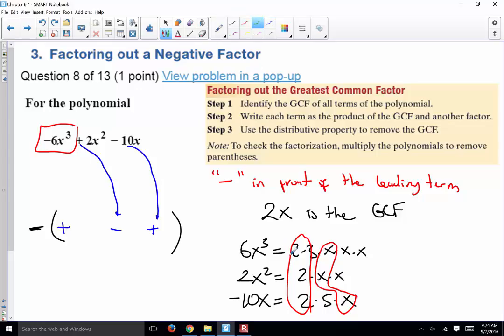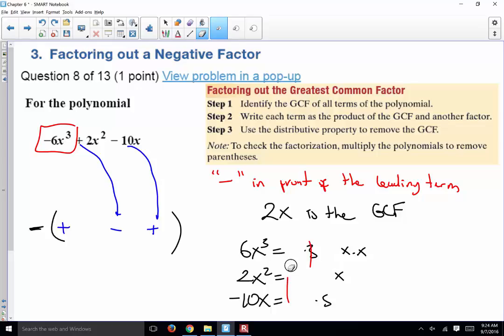And all you need next is to remove these guys, because they have been collected outside. I'm removing one x and I'm removing 2's, and see what's left. What's left in each guy? What is it in the first one? 3x squared. Second one, only x. Last one is just 5.